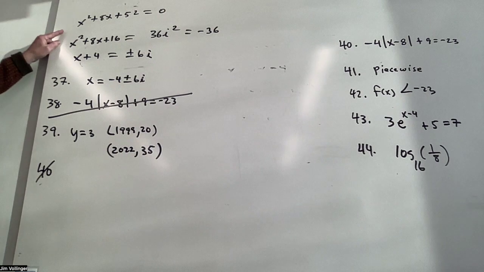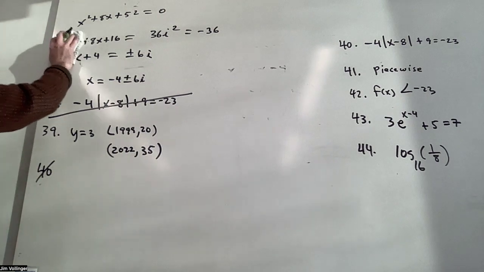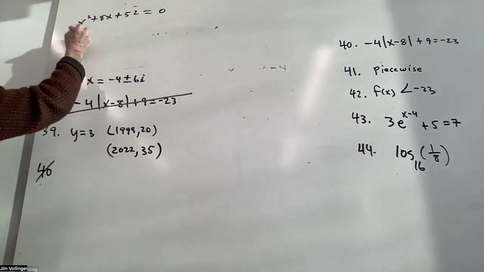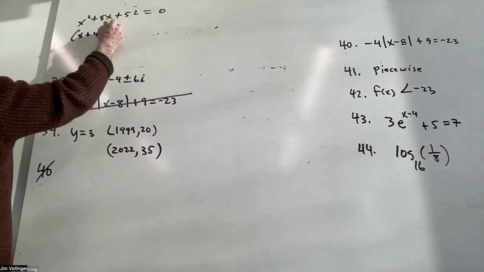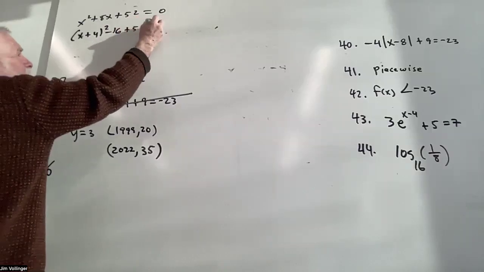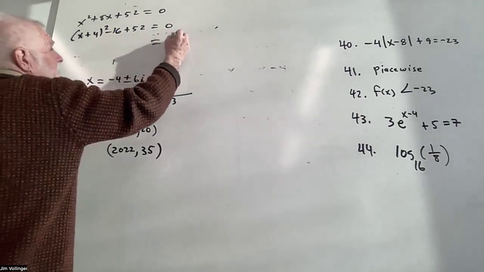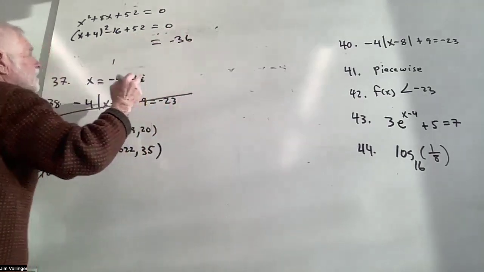And I hope if you were going to solve that, you wouldn't go to the quadratic formula. I would hope you would say, hey, let's complete the square. Let's go x plus 4 squared minus 16 plus 52 equals 0. Let's move that to the other side. Oh, that's positive 36. That's negative 36, excuse me.